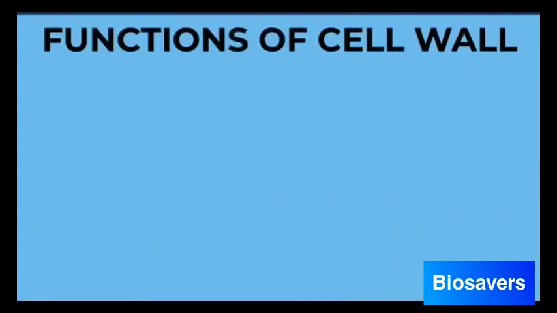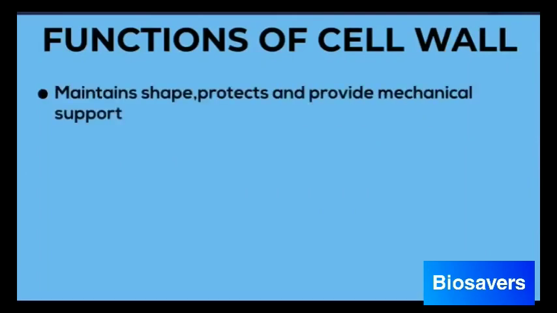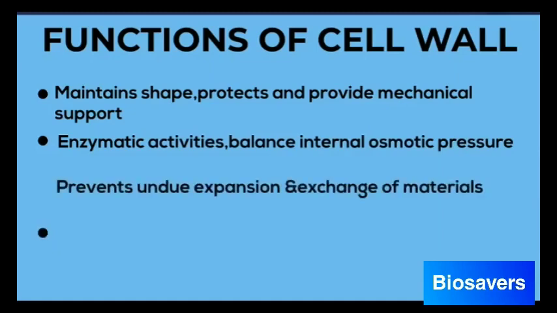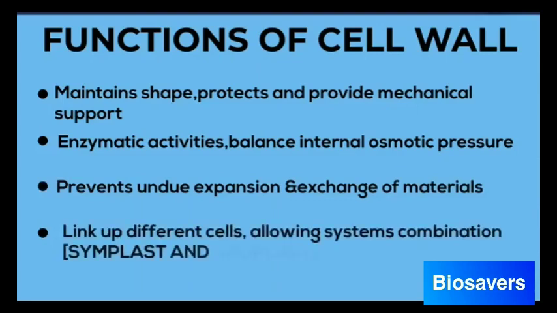Now, as we have studied the cell wall structure in detail, we can easily describe its function. As it is the outermost structure of the cell, it maintains the cell shape, provides support, and also protects it from pathogens. Looking into the chemical structure, many enzymatic activities are associated with the cell wall, and it also balances the internal osmotic pressure. With the help of its physical structure, it prevents undue expansion and exchange of materials. And finally, the other structures such as pits, plasmodesmata and depositions link up the different cells and thus allow system communication.